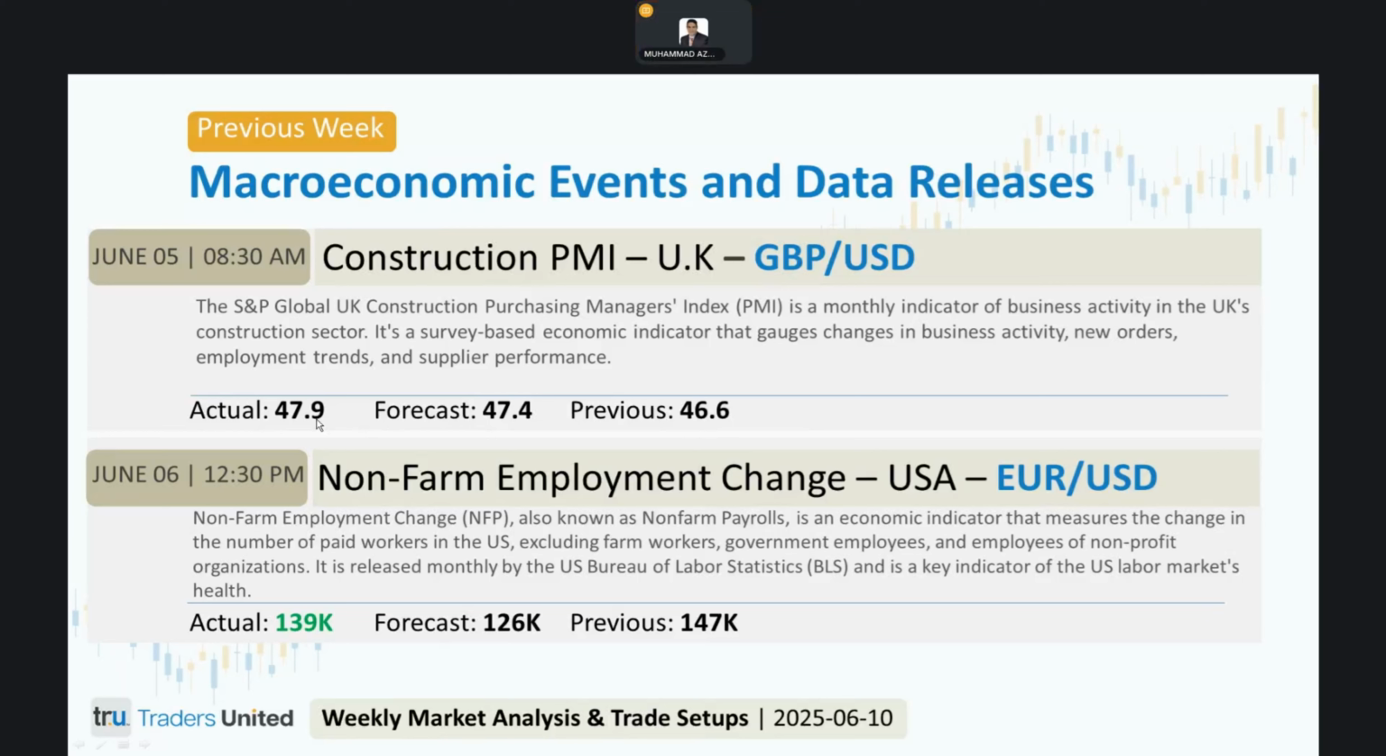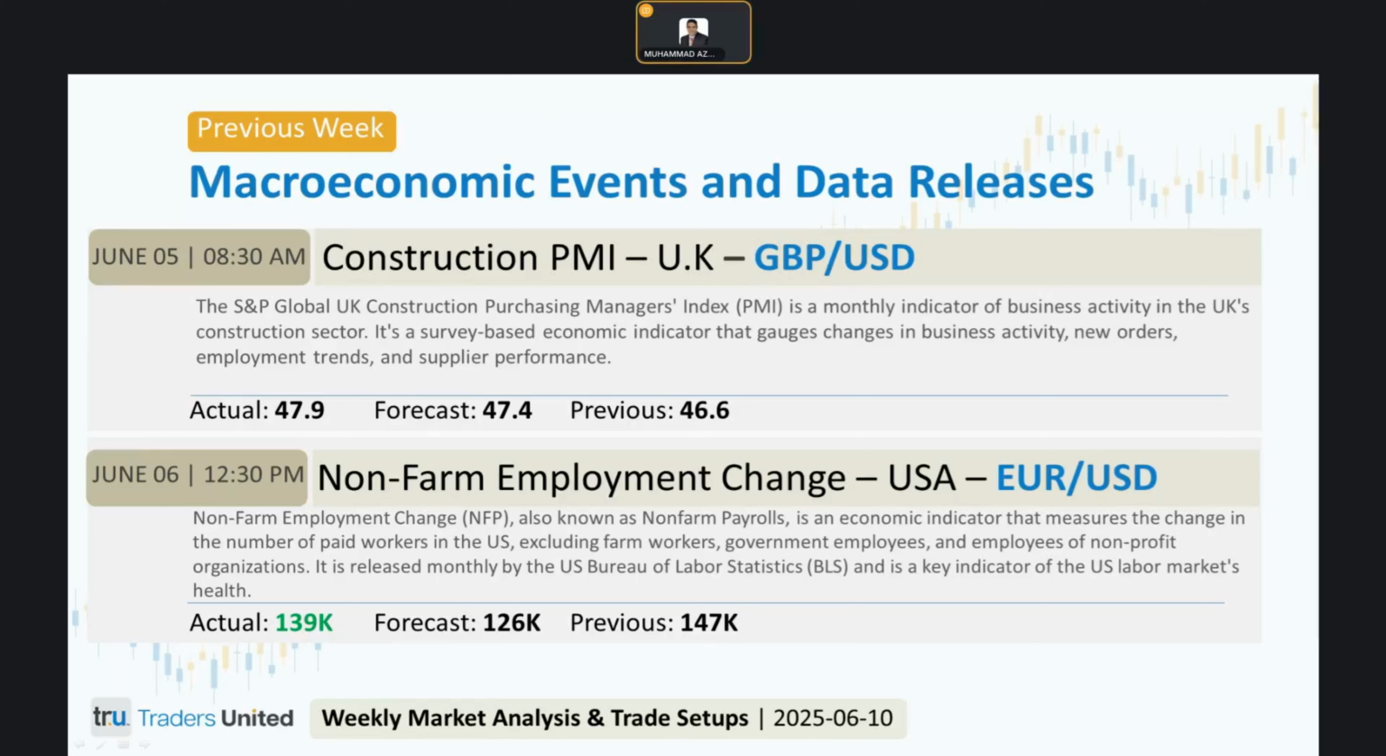Now, the 47.9 is still below the 50 level. The UK construction sector has faced ongoing headwinds in recent months, with the prior reading of 46.6 reflecting contraction. The latest report shows a better than expected reading of 47.9, still below the 50 number, which is the threshold, but suggesting stabilization may be underway.